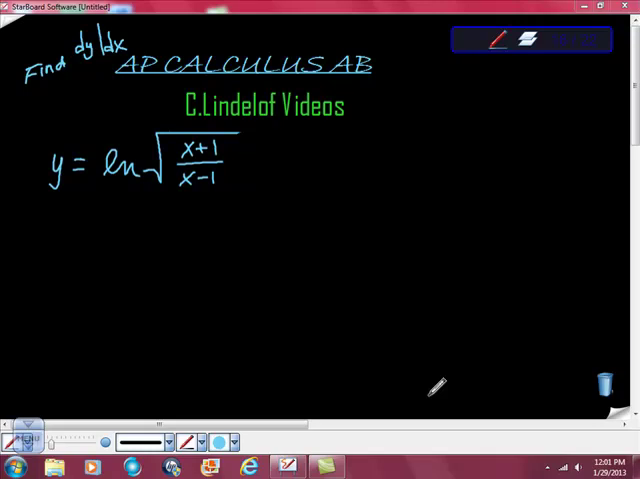AP Calculus AB, finding the derivative of logarithmic, exponential, and other transcendental functions.